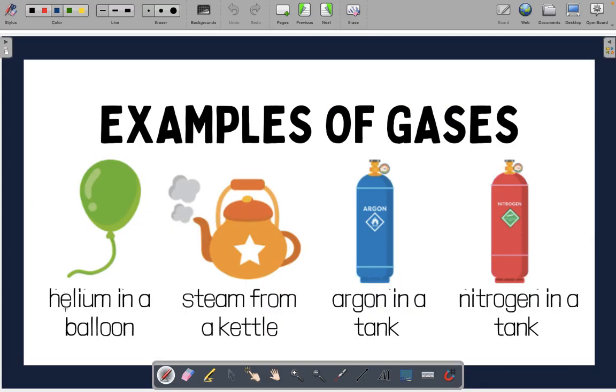So examples of gases: helium in a balloon. You have seen helium balloons that float in air, right? The helium gas inside this balloon is an example of gas. Then you see steam coming out from a kettle. This steam is an example of gas. Then you have argon in a tank and nitrogen in a tank. These gases are stored in tanks like these at a specified temperature and pressure, because if the pressure and temperature change or fluctuate even a bit, then these gases can escape or their properties may change, right? So you have to store them in a controlled environment.